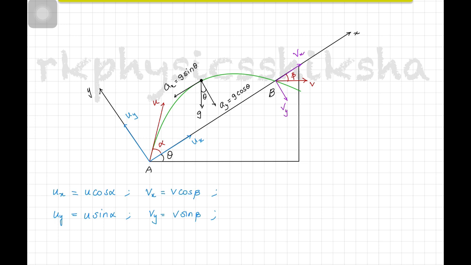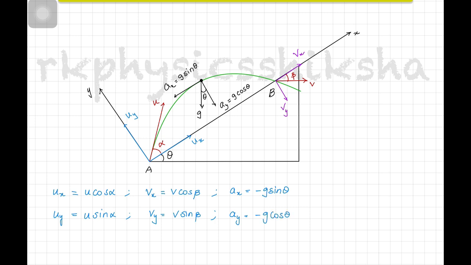Also, we have the acceleration due to gravity, which will have both components, along the x coordinate as well as the y coordinate. So the horizontal component will be ax equal to minus g sin theta, and the vertical component ay will be equal to minus g cos theta.